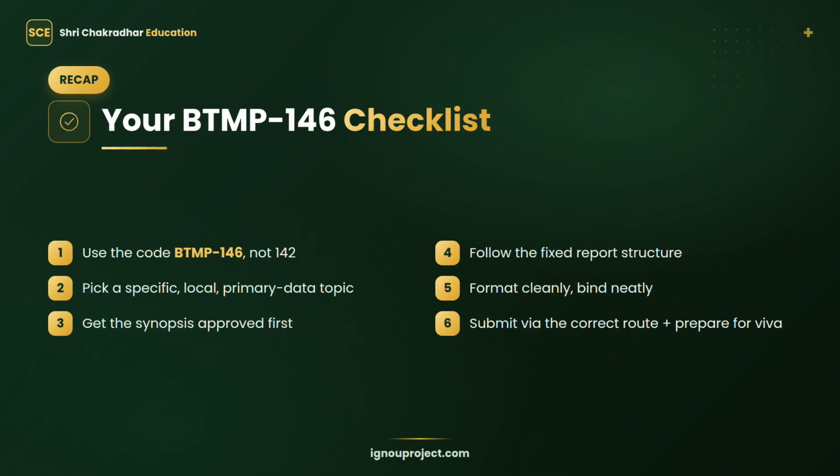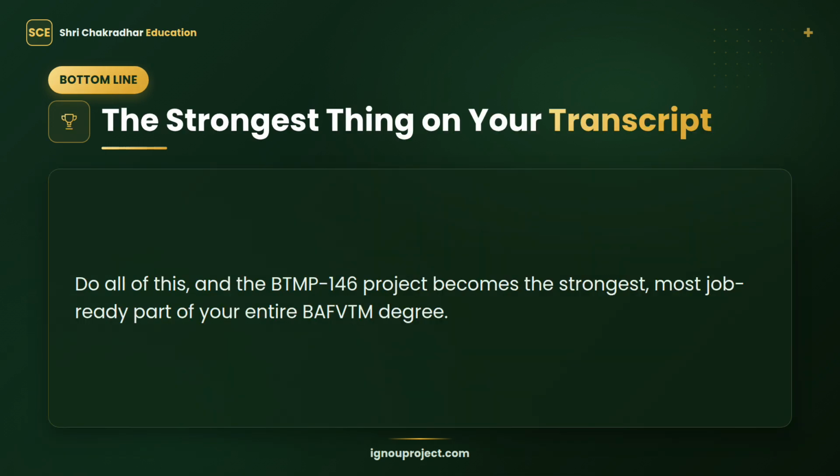Let us recap. Know that your code is BTMP-146, not BTMP-142. Choose a specific, local, primary data topic. Get your synopsis approved at your study center before you write. Follow the fixed report structure, format it cleanly, submit through the correct route, and prepare properly for your Viva. Do all of that, and this project becomes the strongest thing on your BAVTM transcript.